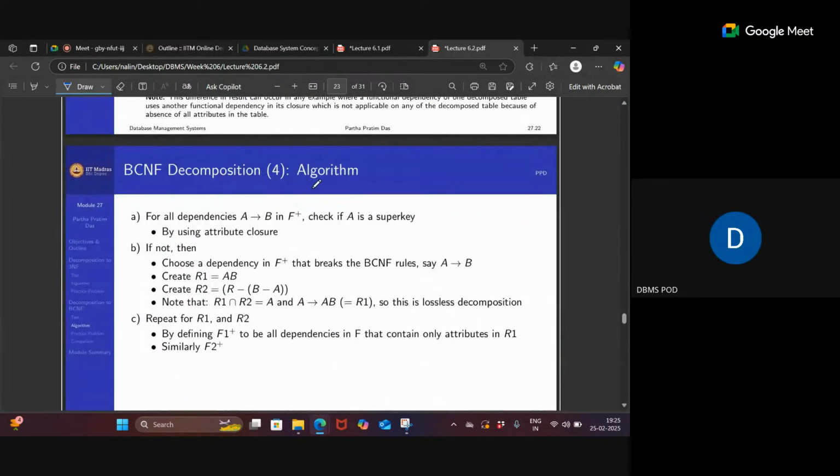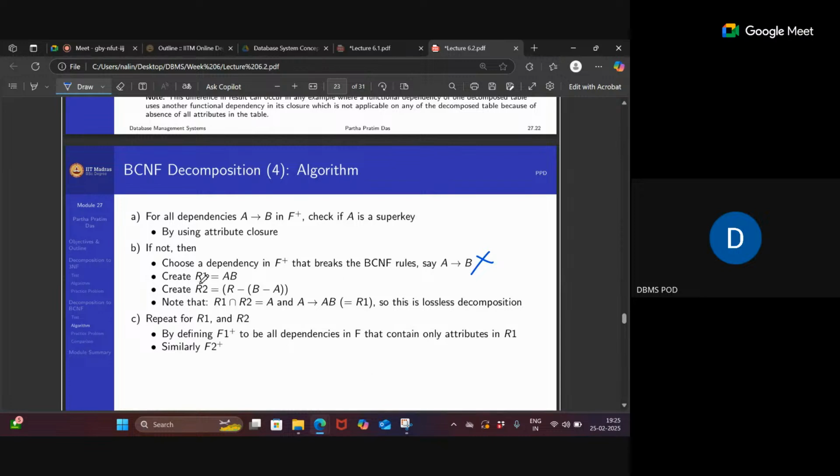Okay, the rule for decomposing a relation into BCNF relations is an algorithm. For all dependencies A determines B in F plus, check if A is a super key. Whether A is a super key or not, we check using the attribute closure. If A is not a super key, then choose a dependency in F plus that breaks the BCNF rule. Say A determines B. If B is not a subset of A, the dependency is not trivial, and A is not a super key.